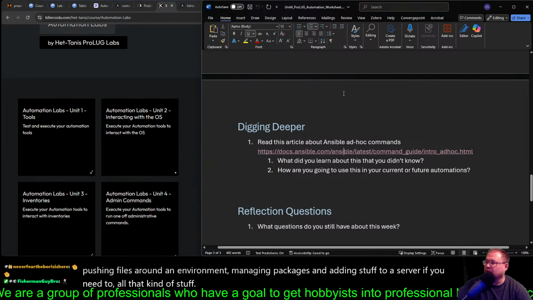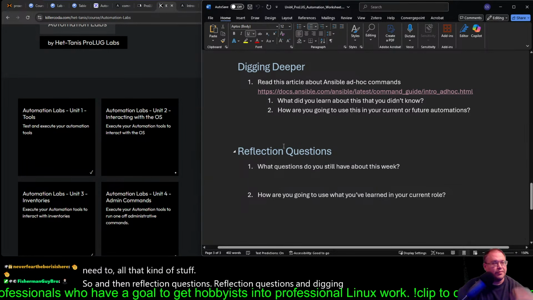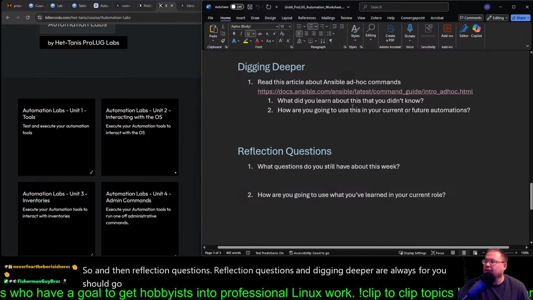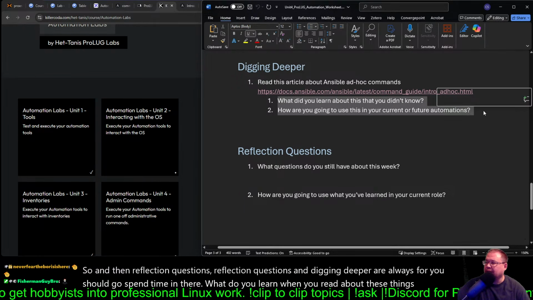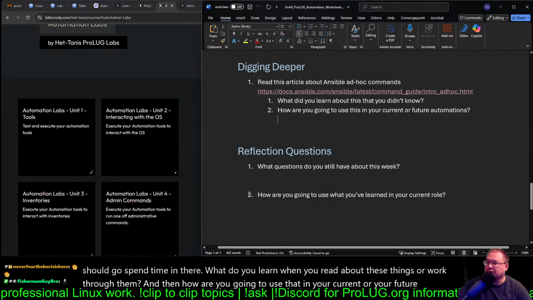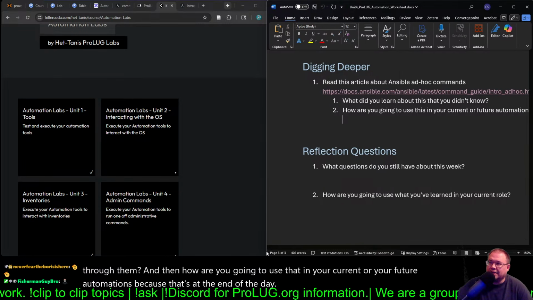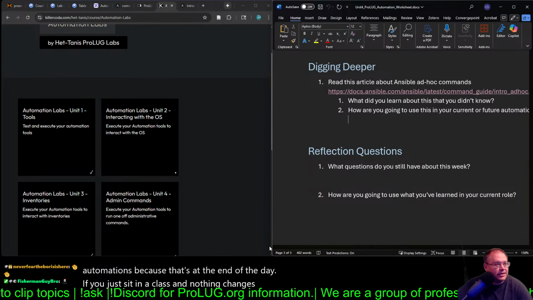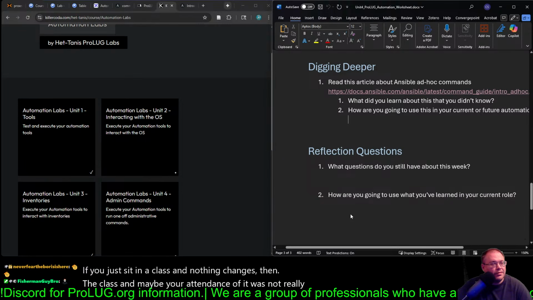Okay, and then reflection questions. Reflection questions and digging deeper are always for you. You should go spend time in there. What do you learn when you read about these things or work through them? And then how are you going to use that in your current or future automations? Because at the end of the day, if you just sit in a class and nothing changes, then the class and maybe your attendance of it was not really effective or useful.